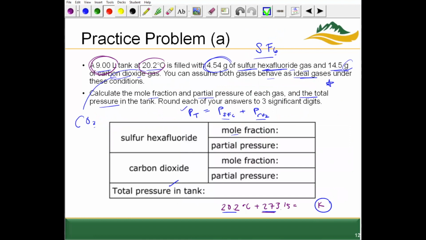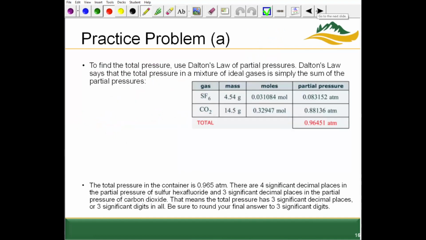Going back up to our problem, just to make sure we're on the right track, we need the mole fraction of each and the partial pressure of each. We just found the partial pressure of each. So we're asked about the total pressure. We know that the partial pressure of sulfur hexafluoride plus the partial pressure of carbon dioxide is going to equal our total pressure.